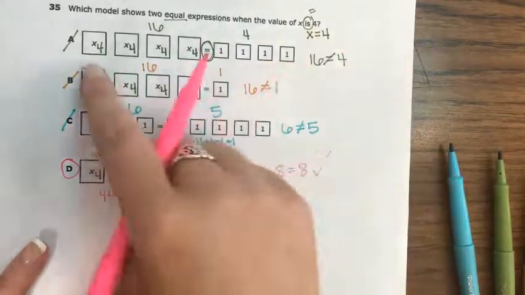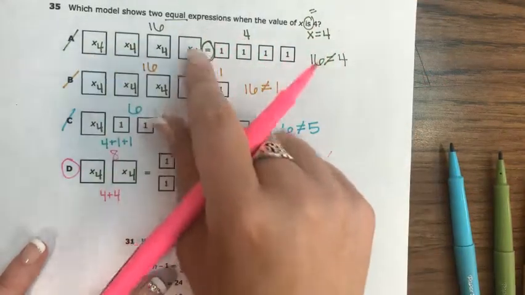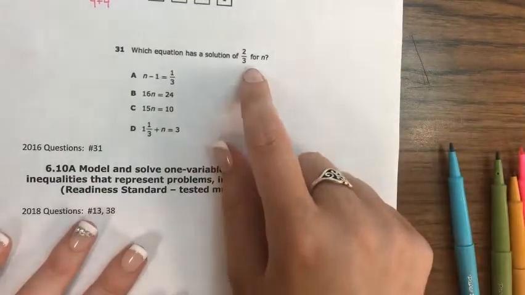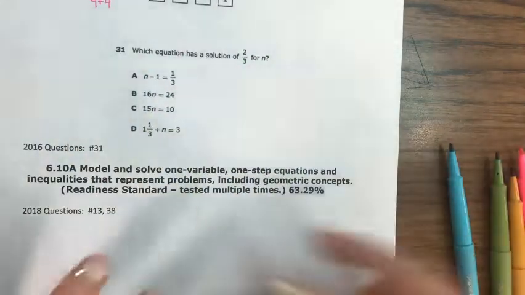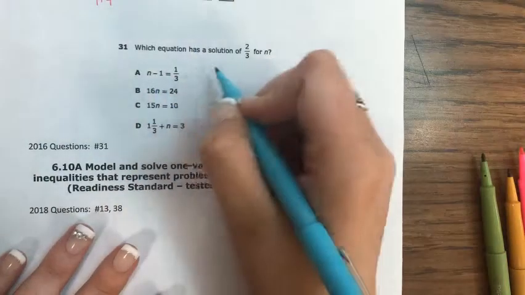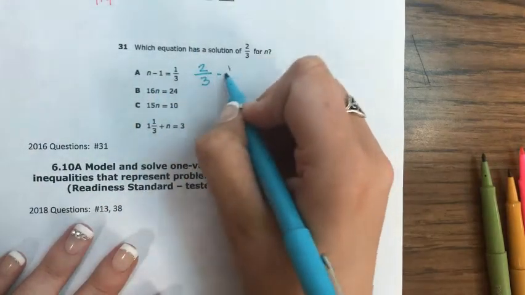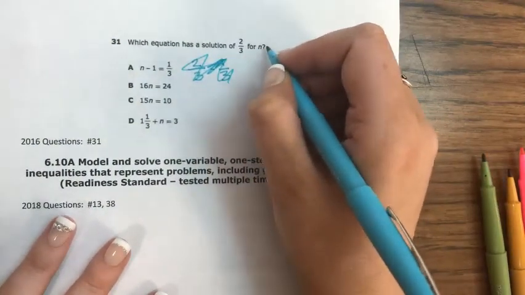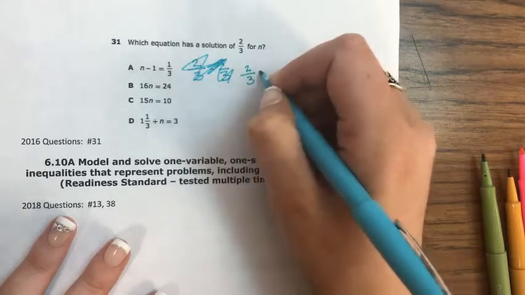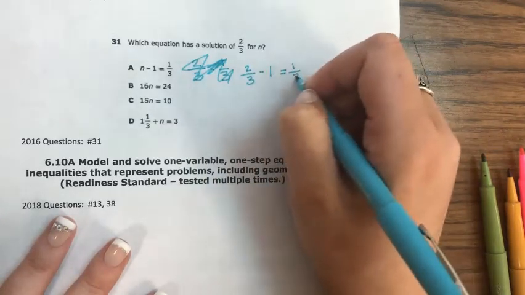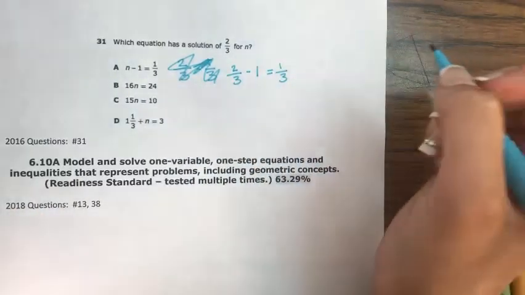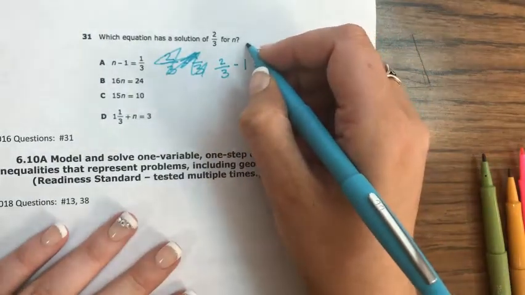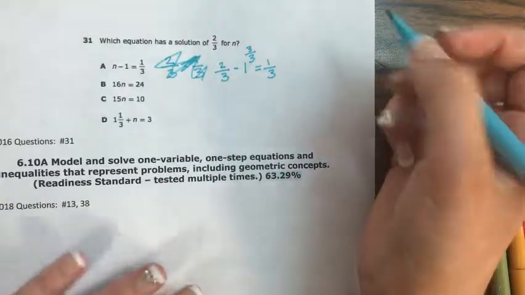So on this type of question, all you do is see what x equals, plug it in, add up your sides, and see which one is correct. The last one, we have a fraction instead. So again, you just need to plug in what you have. So this would be 2/3 minus 1/3. Oh, sorry. Nope. N is 2/3. So N is 2/3 minus 1 equals 1/3. To do that, we would have to have a common denominator. We really haven't talked about that, but 1 would really be 3/3, which would not work.